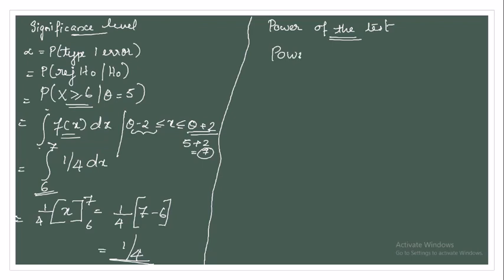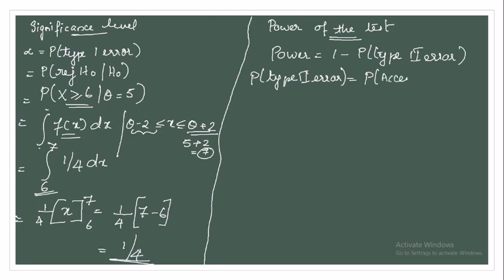Power of the test is also equal to 1 minus probability of type 2 error. Right, this is what you learned. Now what is type 2 error? Probability of type 2 error is nothing but probability of accepting the null hypothesis when your alternative hypothesis is true. That is probability of accepting H0 given H1.